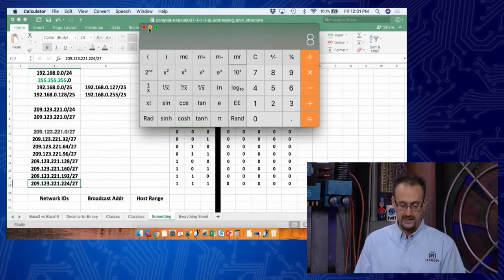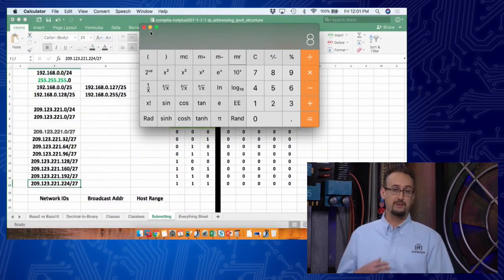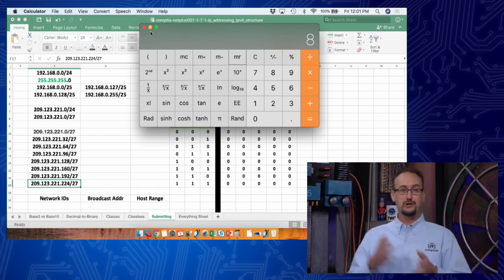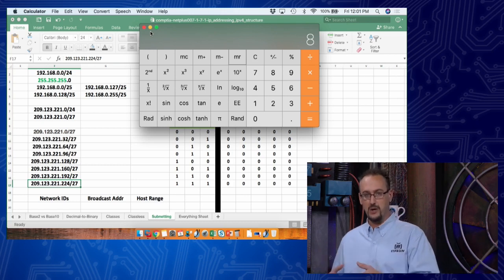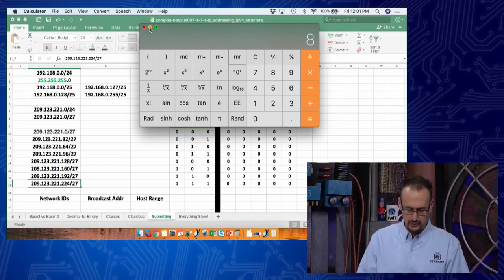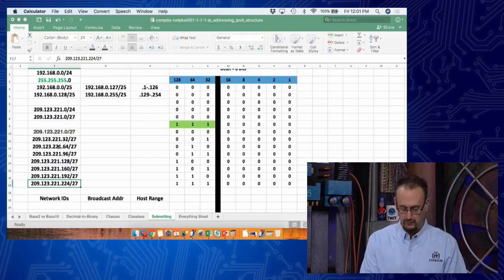So you can see it's always an exponential value. Just 2 to the power of however many bits you have. If you're talking about network bits, that's how many networks you have. 2 to the power of however many bits if you're talking host, that's how many hosts you have, and then minus the 2. One of those 2 being the network ID that we're working on right now.